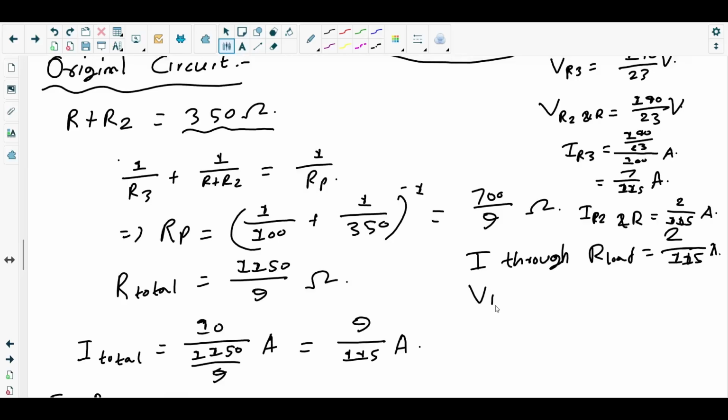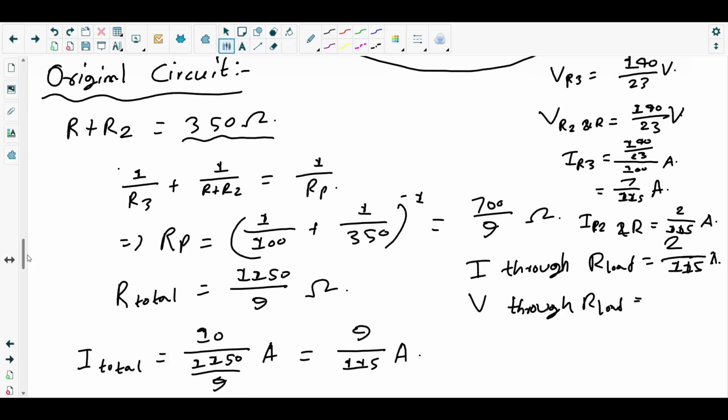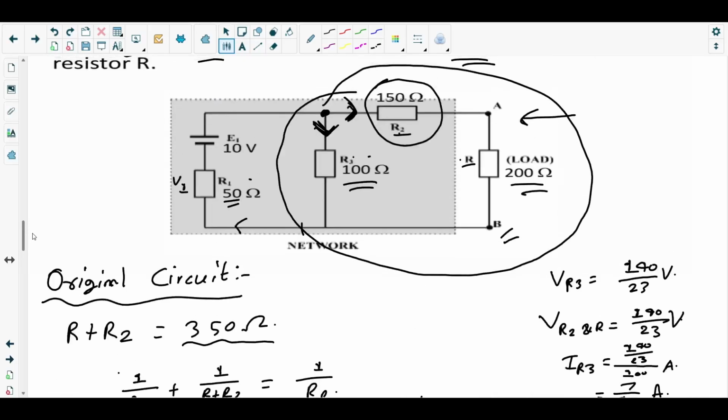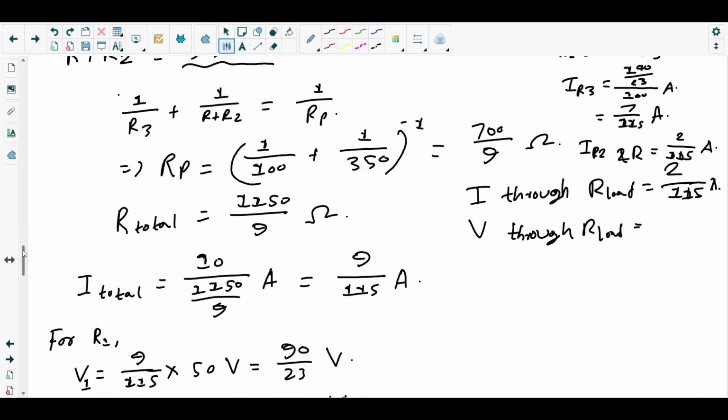So the PD across R load, you can easily find out how. We know the current, V equals IR. We know the current, so current times its resistance. So 2 over 115 times how much is the resistance for R load? It's basically 200 if I'm not wrong. 200, yes.